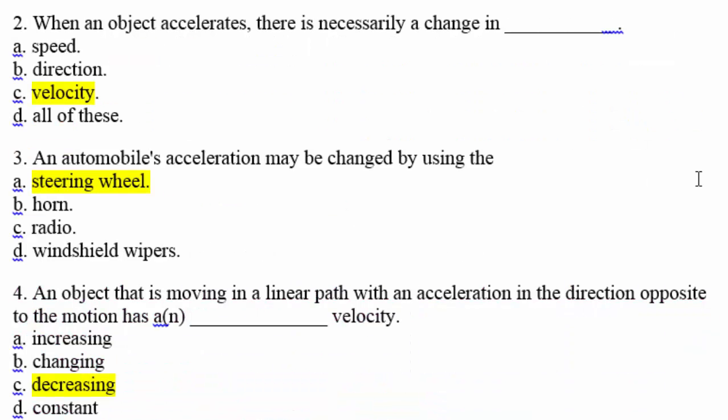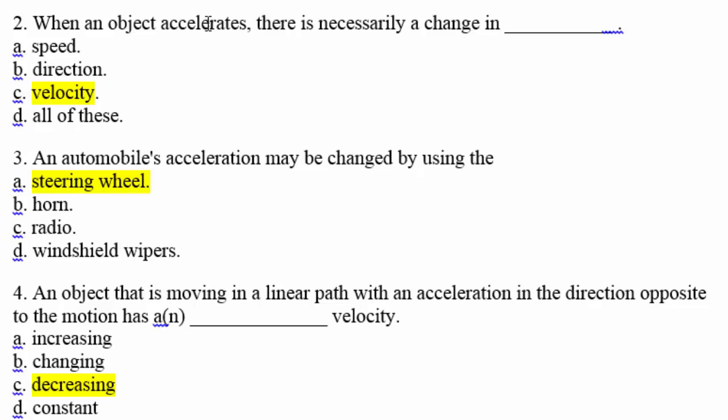If you look at some of the questions in the homework, for example, the question about when an object accelerates, then there is necessarily a change in what? Notice here, when an object accelerates, it could be a change in either speed, direction, or both. If you change either one, this will yield a change in the velocity, because remember, velocity is a vector quantity, and each vector quantity has two components, magnitude and direction. So you can change the velocity by changing either the magnitude, which is the speed, or the direction, or both.